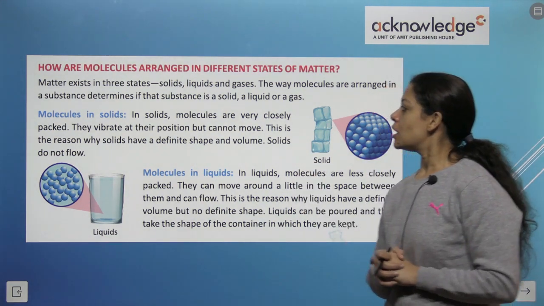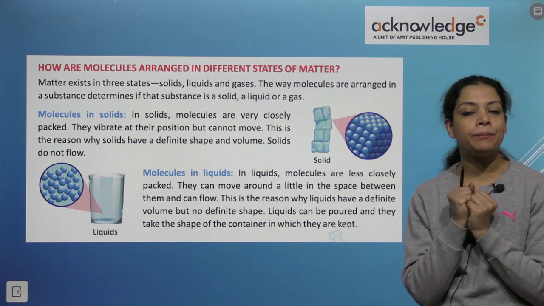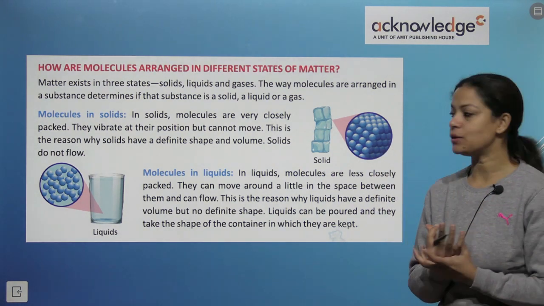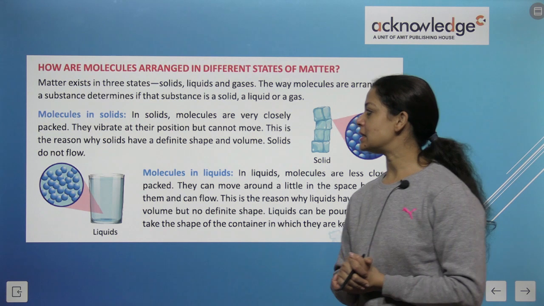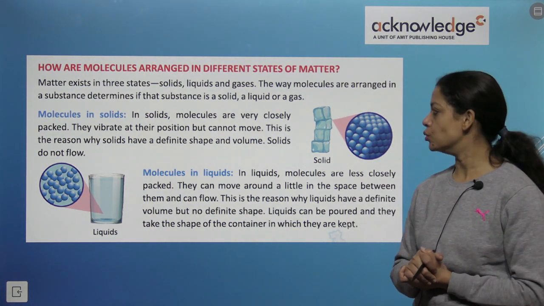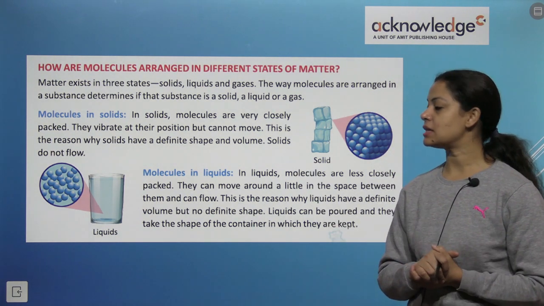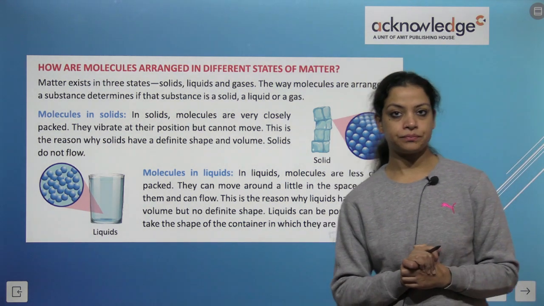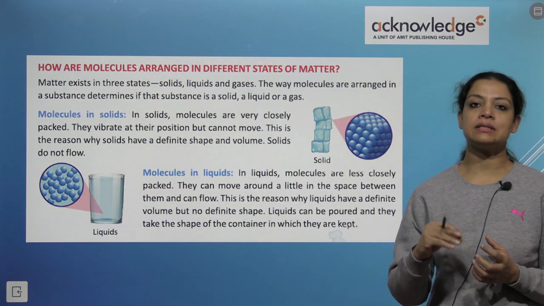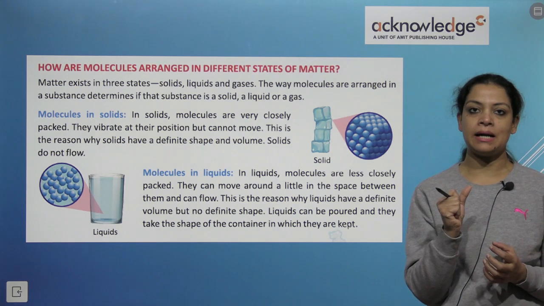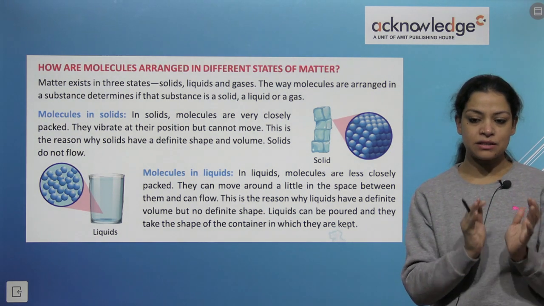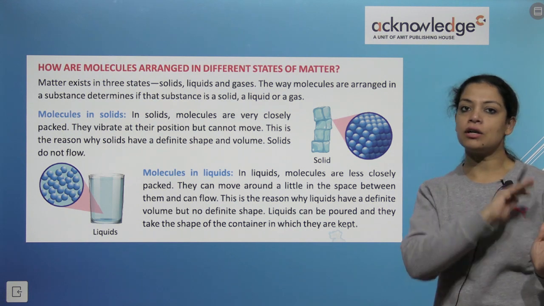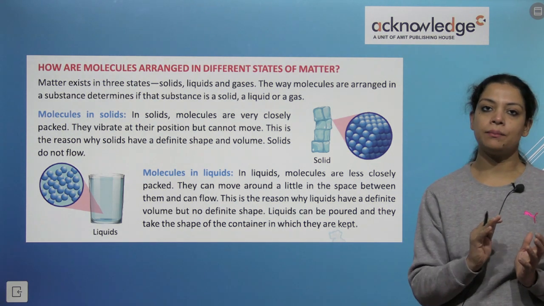So, in solids, molecules are very closely packed. बहुत ही close encampment होता है. They vibrate at their positions but cannot move. This is the reason why solids have a definite shape and volume, and solids do not flow. So, in solids, the molecules are so closely packed that they can vibrate, they can just shuffle, but they cannot change or move from their place.